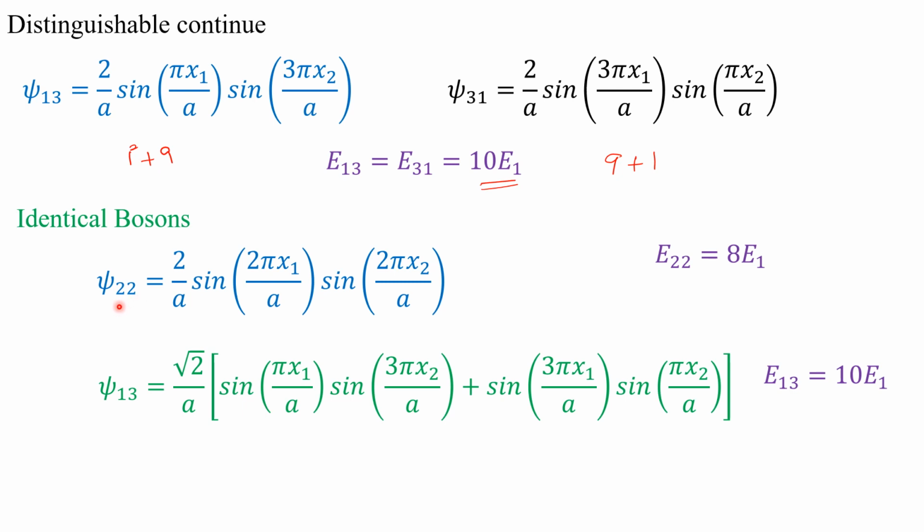Then for identical bosons, psi 22, both will have the same energy, the second excited state. So sqrt(2/a) sin(2 pi x1/a) sin(2 pi x2/a). As usual, you do the second order derivative of psi with respect to x1 and x2, so you will get the total energy. You repeat the same thing you have done in part A. Then E22 will be 8E1. It is very simple to take. Here it is 2, here it is 2. So 2 squared, 2 squared, that is 4 plus 4, 8E1.